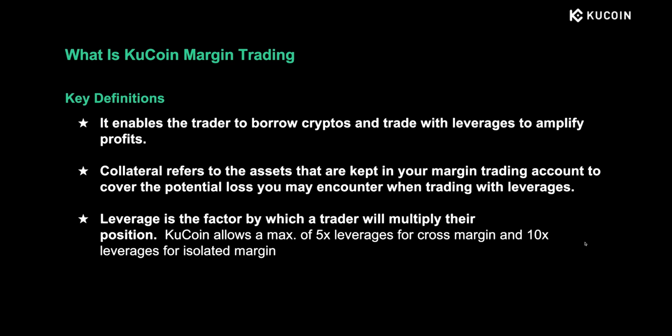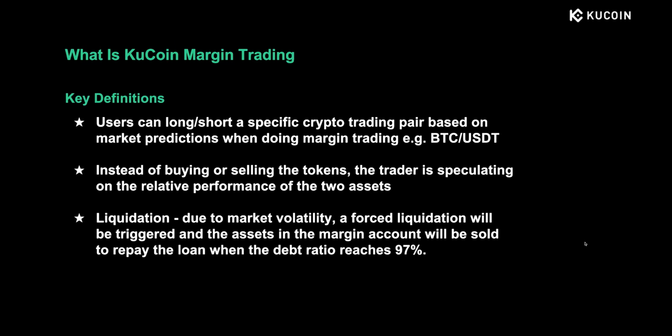A leverage means how we can multiply our position. For instance, KuCoin allows a maximum of 5x leverages for cross margin and 10x leverages for isolated margin. In other words, when we trade with 5x leverage, our exposure and gains will be multiplied by 5 times. When we do margin trading, instead of buying or selling the tokens like spot trading, we're actually speculating on the relative performance of the two tokens by either longing or shorting a specific crypto trading pair.